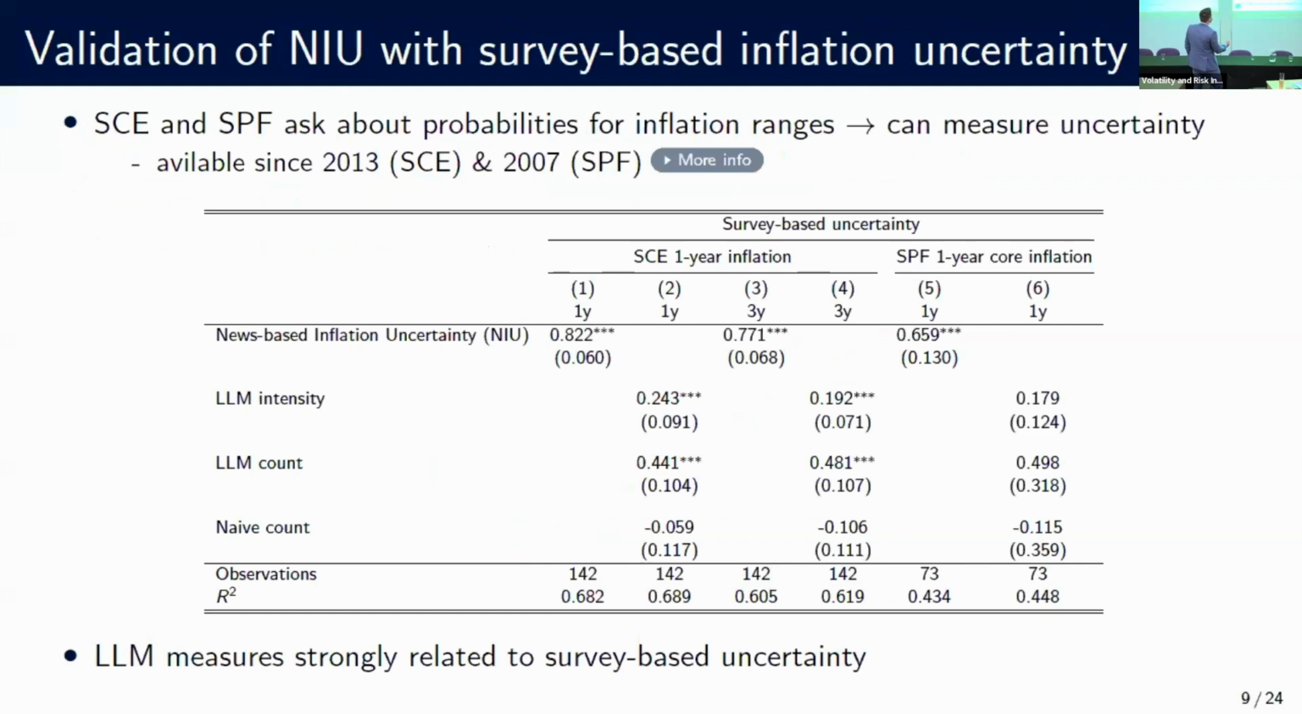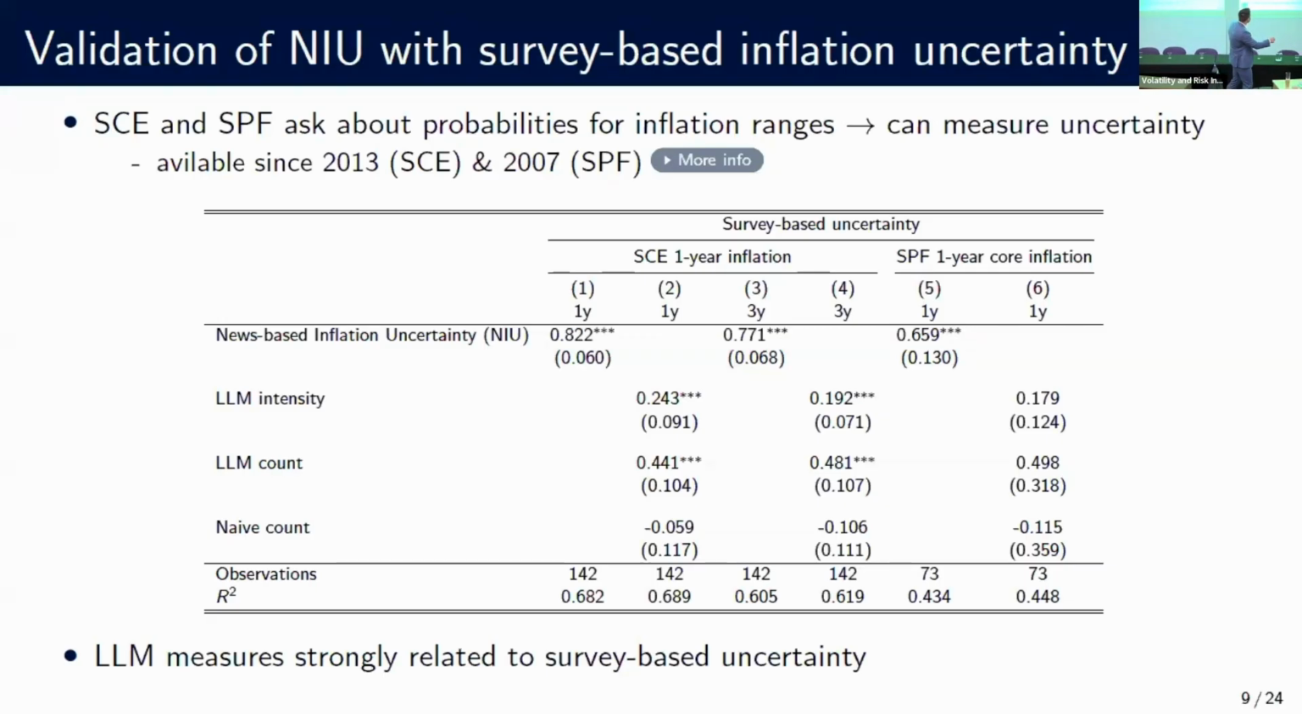The second validation that we did was we tried to compare it to survey uncertainty measures, right? These measures are not available for the entire time series, but they're available for a short period of time. So for example, the Survey of Consumer Expectations from the New York Fed also tries to elicit inflation uncertainty. Same as the Survey of Professional Forecasters. So we run regressions here, and you can see that our measure, the NIU, is pretty correlated with these survey-based uncertainties, pretty high R-squared when we run these predictive regressions.